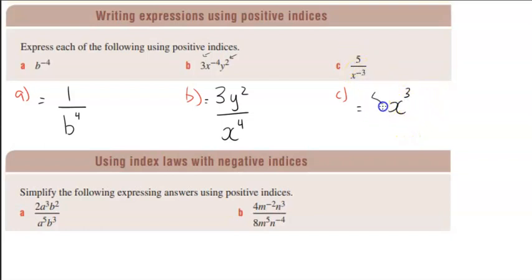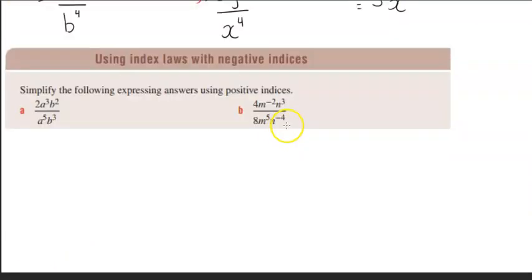And remember that 5 still stays on the top, so it tags along with it. 5x cubed. The second set of examples, again, we're going to simplify the following expressions, but this time we've got a bit more going on.